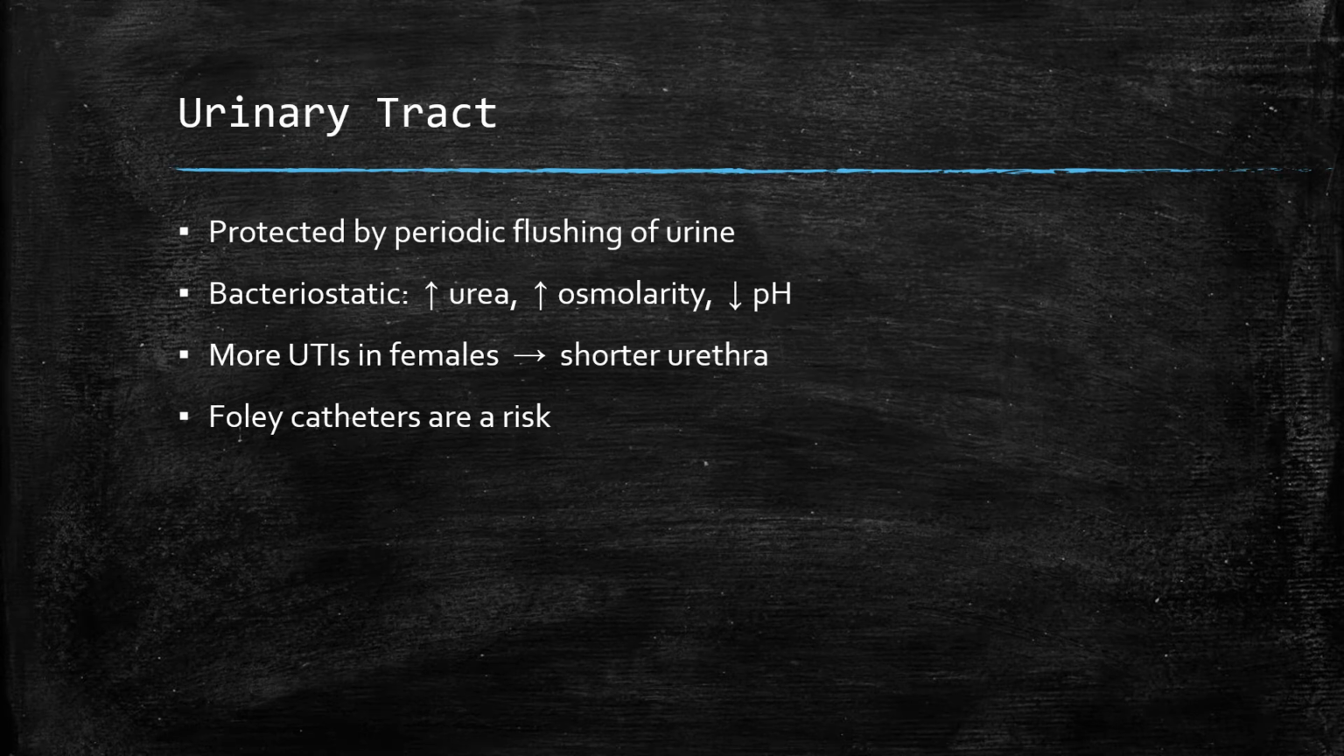The urinary tract is generally protected from infection by the frequent periodic flushing of urine via urination. In addition, urine is bacteriostatic by virtue of its high urea content, high osmolarity, and low pH. In general, females are more at risk for UTIs than males because of their shorter urethra. In the surgical population, our patients are at risk for UTIs because we often use a Foley catheter. In general, we should get this catheter out as soon as possible, and ideally within 48 hours.